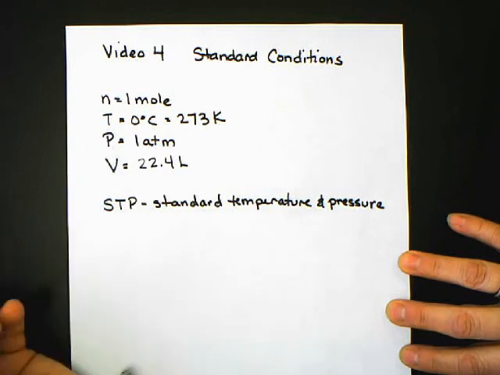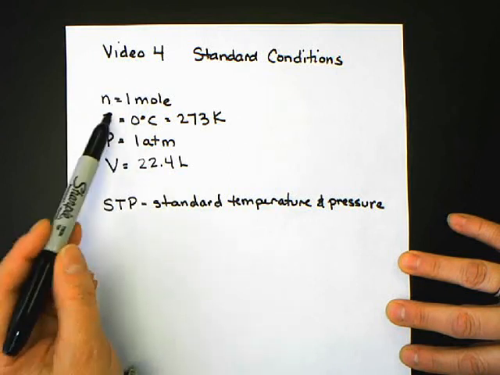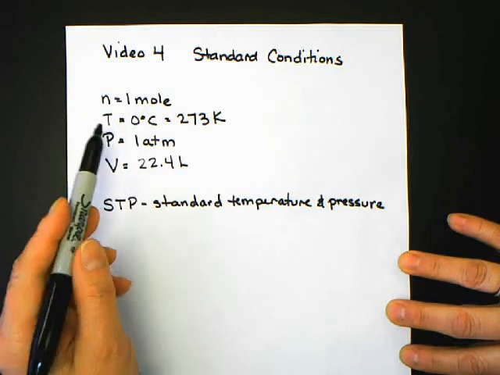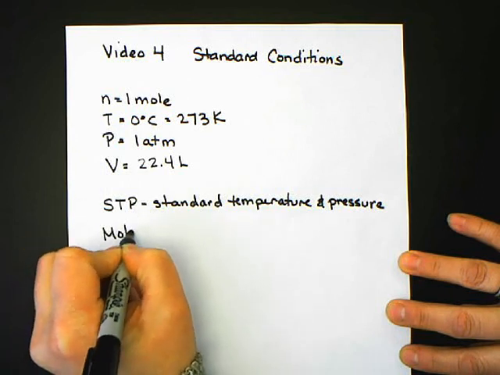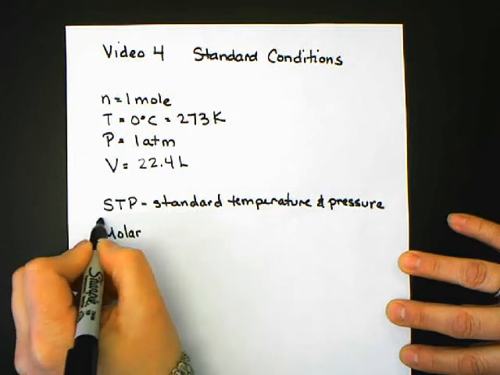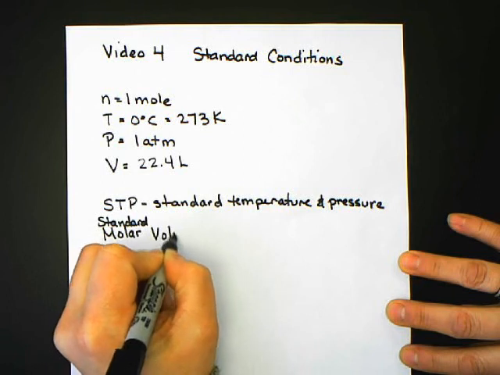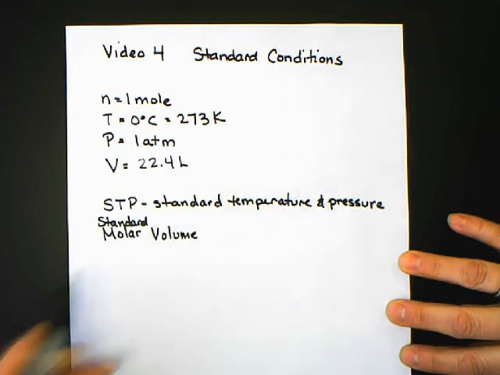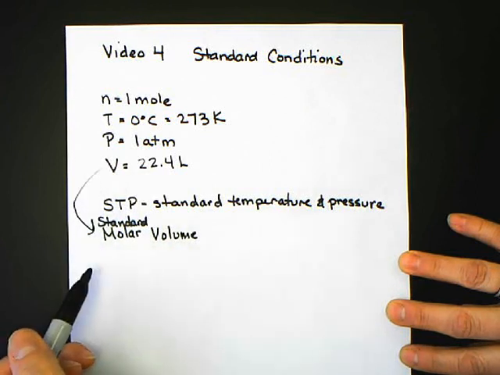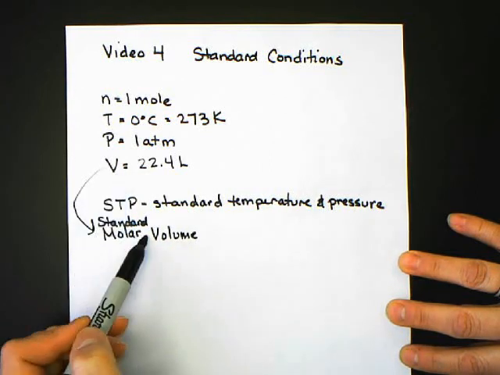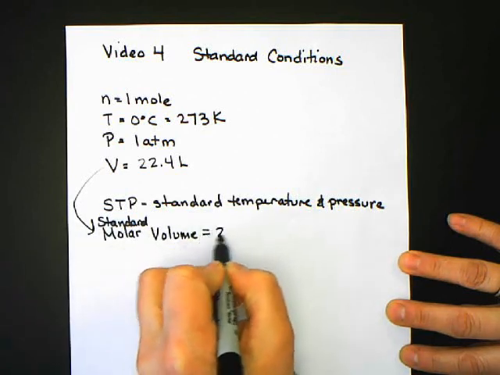Another thing that you are going to hear about, and that's going to come into play a little bit later in the unit, is standard molar volume. Standard molar volume is simply what this is called: the volume of 1 mole of gas at standard conditions. So standard molar volume is 22.4 liters. 1 mole of any gas at STP will occupy 22.4 liters. That's referred to as standard molar volume.